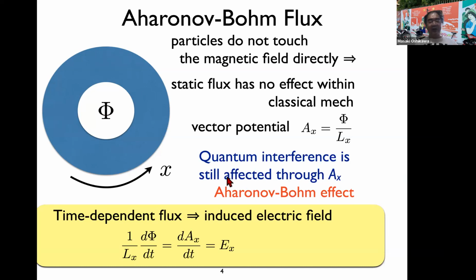On the other hand, even in classical mechanics, if you change this magnetic flux as a function of time, then we all know that this time-dependent change of flux induces an electric field along this x direction. This can be a completely classical effect, and this electric field can accelerate electrons even within classical mechanics. So the effect of time-dependent flux can appear classically or quantum mechanically. And this is actually a convenient setup to consider optical conductivity, that is, the response of the current to the uniform electric field in the x direction.